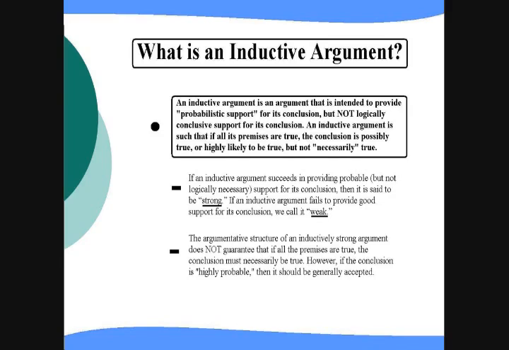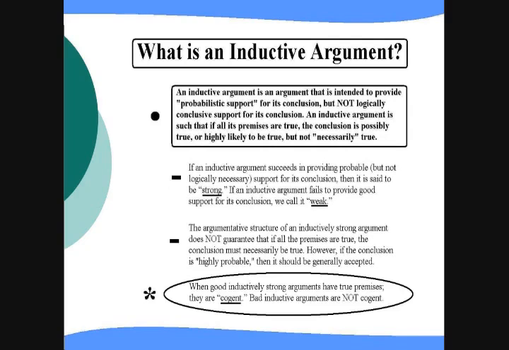The argumentative structure of an inductively strong argument does not guarantee that if all the premises are true, the conclusion must necessarily be true. However, if the conclusion is highly probable, then it should be generally accepted. We say that when a good inductively strong argument has true premises, the argument is cogent. Bad inductive arguments are not cogent.